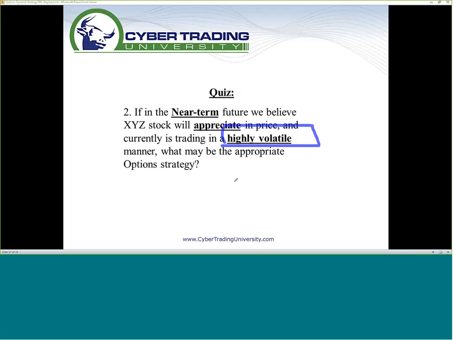You're exactly right. We'd want to sell a put. Sell a short-term put. Exactly right. Short-term is near-term. We'd want to sell a put. 100% correct. Guys are good.